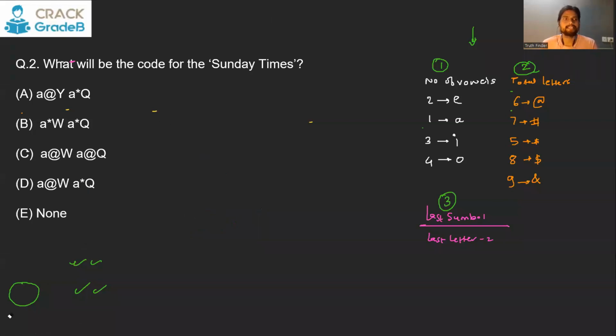They're asking, for the second question, what will be the code for Sunday times? As we discussed already, first is about the number of vowels. It has 1 and 2, so 2 vowels. 2 vowels means one of these should start with E. It also has 2 vowels, so the other should also start with E. There is no option where both start with E. That's why the answer is going to be none of these. Easy. Let's see one more.